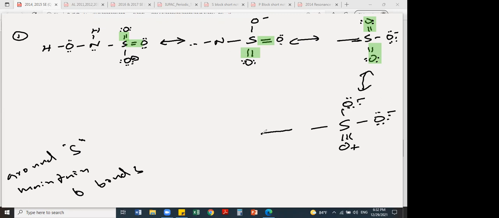And the next one you can write: sulfur with a triple bond here, and the other two oxygens with single bonds, this way. Is that clear? Because oxygen has a triple bond with a lone pair. Here, triple bond with the lone pair, that's a plus charge on oxygen.